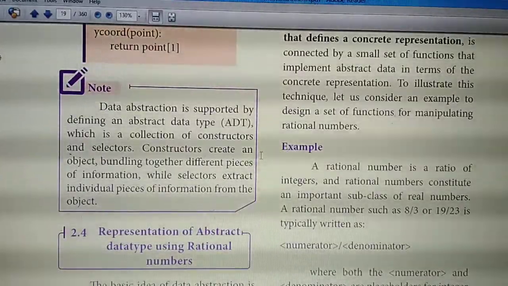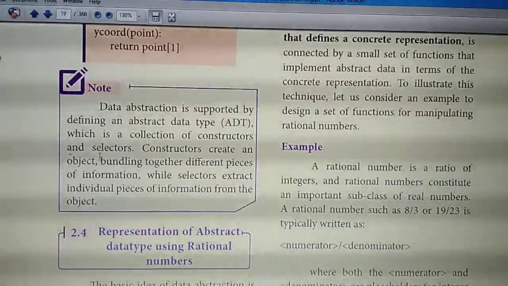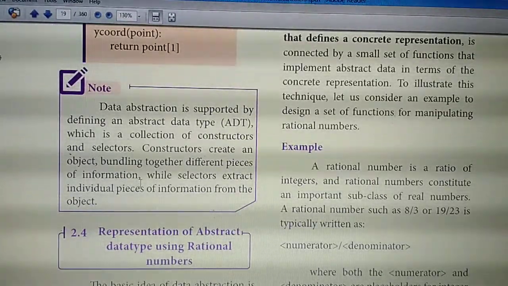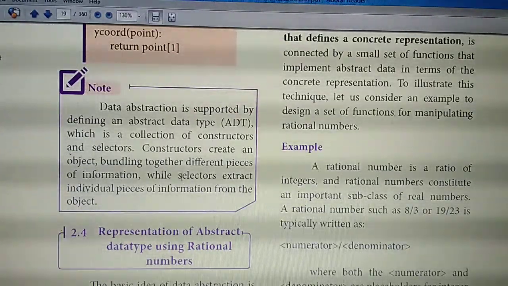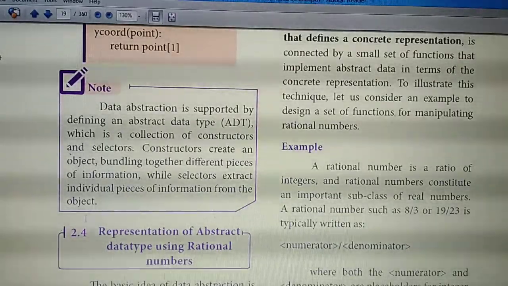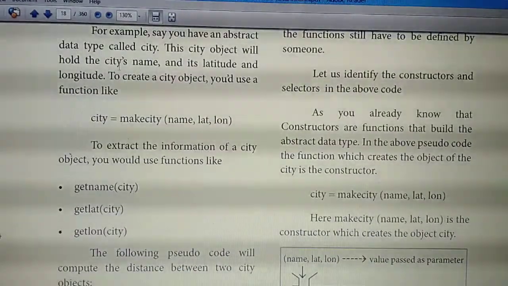So if it is tough for you to study, please make it a tabular column. You write it. Okay. Then second point. Constructors create an object bundling together different pieces of information. The second point for constructor. Selectors, second point: selectors extract individual pieces of information from the object. Okay. Then third point, again page number 12.